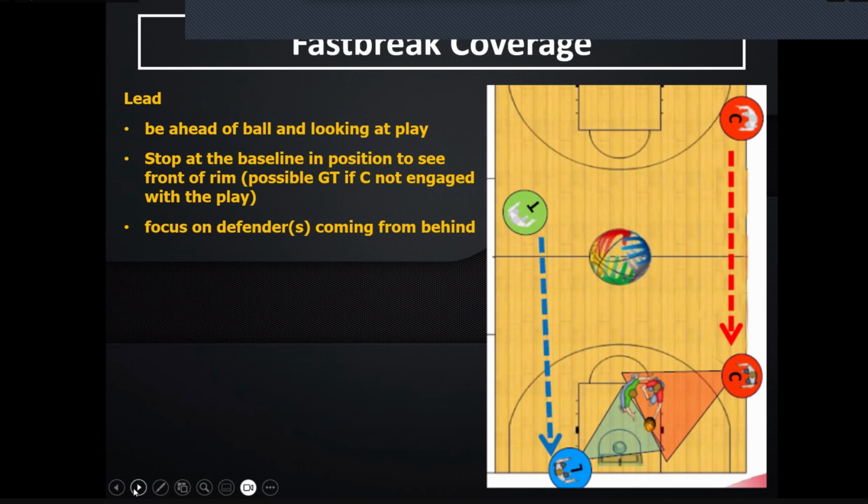Fast break coverage. We've already talked about that. Lead, same as two-person. Let's get ahead of the play. Let's keep an open angle and stop just off the end line.